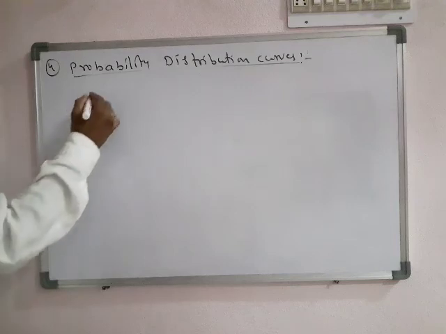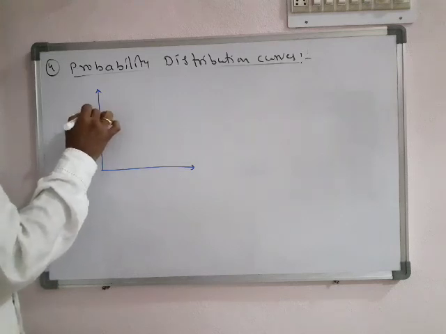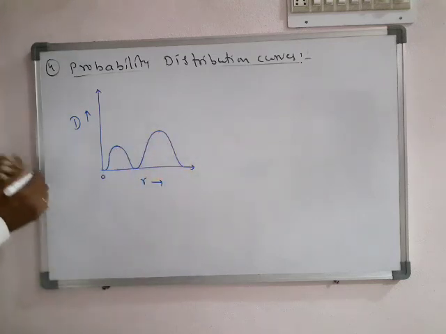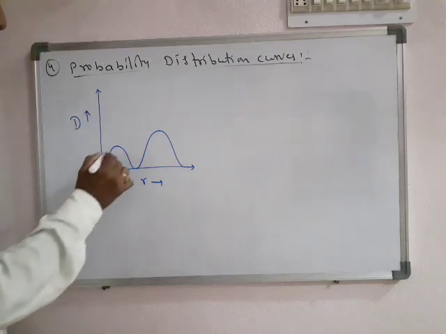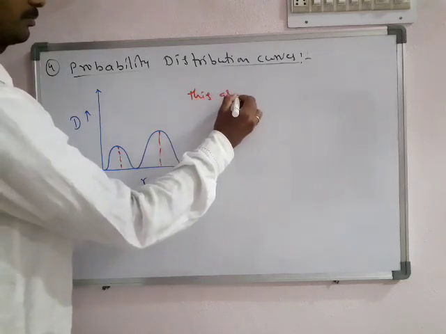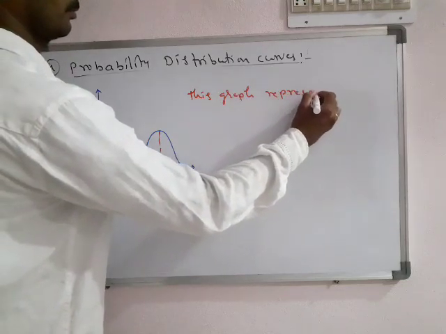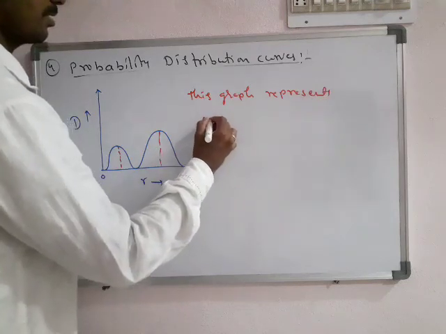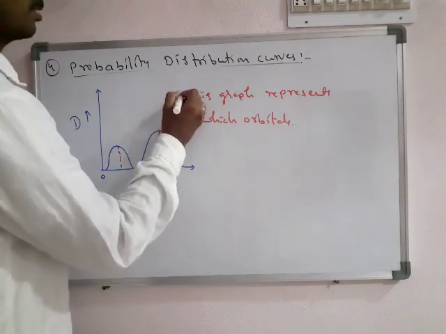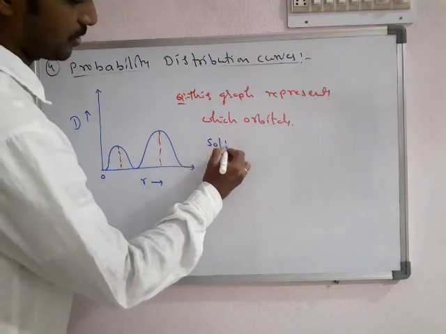Just take a question. Which orbitals does this graph represent? You have to write the solution.